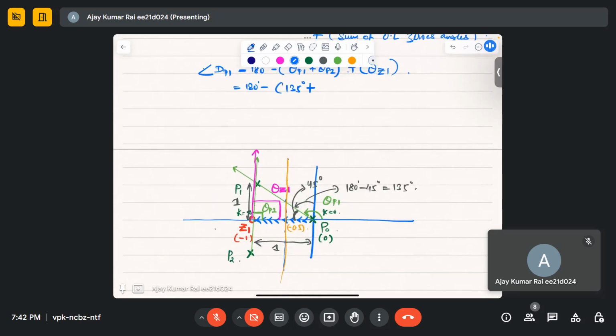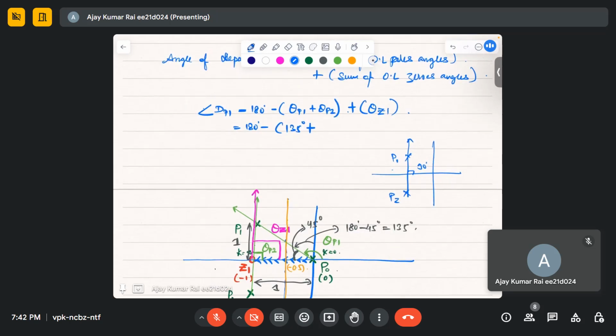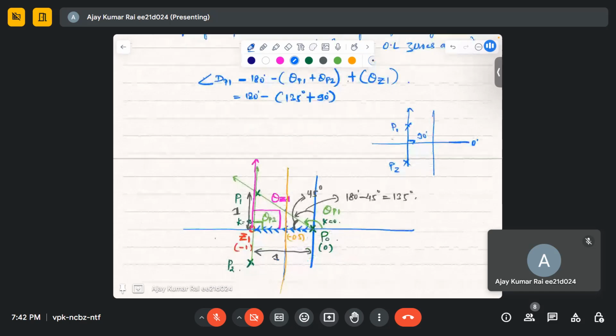Theta P2 will be 90 degree. You see this and this. This is P1, this is P2, and what is the angle it is making? You see, 90 degree, right? With respect to positive, if you consider this as 0. And what is again theta Z1?